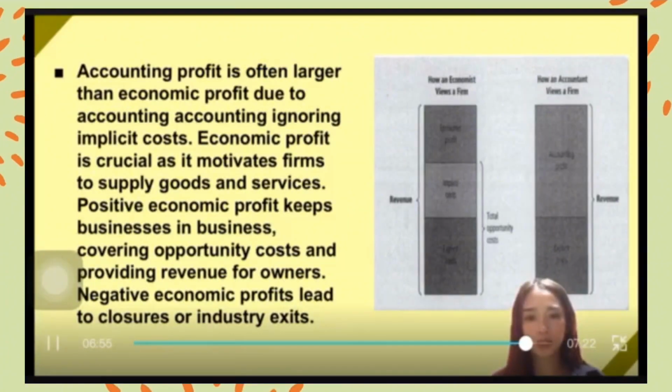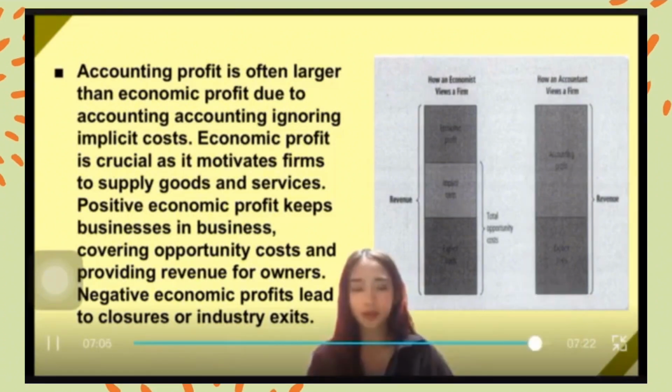Besides, accounting profit is often larger than economic profit due to accounting ignoring implicit cost. So the economic profit is crucial as it motivates firms to supply goods and services. A positive economic profit keeps a business in business, covering opportunity cost and providing revenue for owners, and a negative economic profit leads to closure or industry exits.